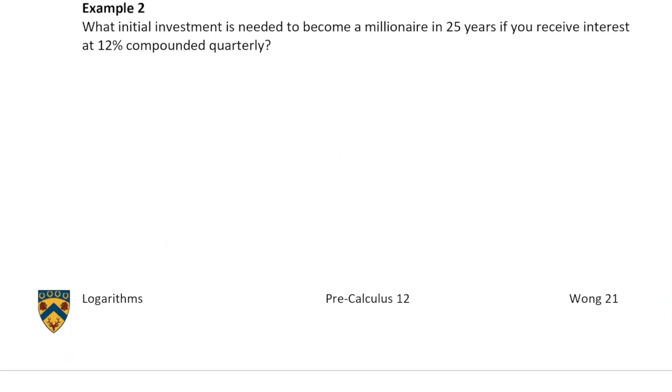What initial investment is needed to become a millionaire in 25 years if you receive interest of 12% compounded quarterly? 12% is a very nice interest rate. Okay, so A equals P bracket 1 plus R over N to the NT. And so based off of that, we could say A, P, R, N, T.